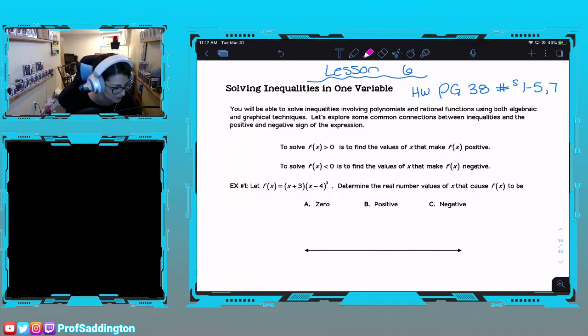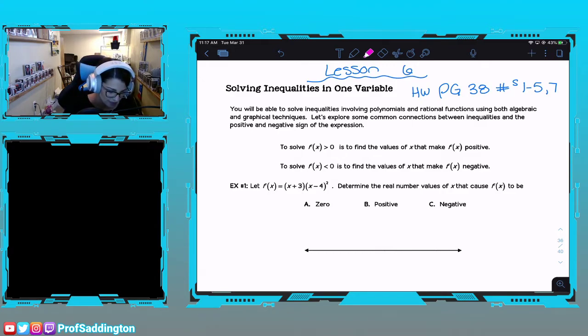Flip back to the right page. All right. So you will be able to solve inequalities involving polynomials and rational functions using both algebraic and graphical techniques. Let's explore some common connections between inequalities and the positive and negative sign of the expression.